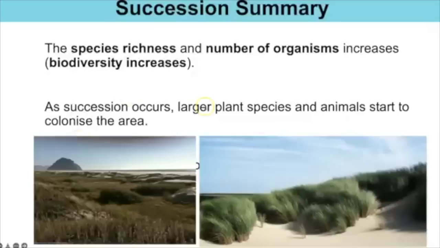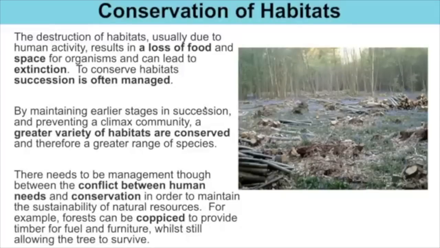As succession occurs, larger plant species and animals will also start to colonize the area. Now, often conservation of habitats involves controlling succession. The destruction of habitats, usually due to human activity, results in a loss of food and a loss of space or habitat for organisms, and it can lead to extinction. So that is why we conserve the habitats, and succession is often managed to do this. So by maintaining an earlier stage in succession and preventing the climax community, a greater variety of habitats are conserved, and therefore we get a greater range of species.